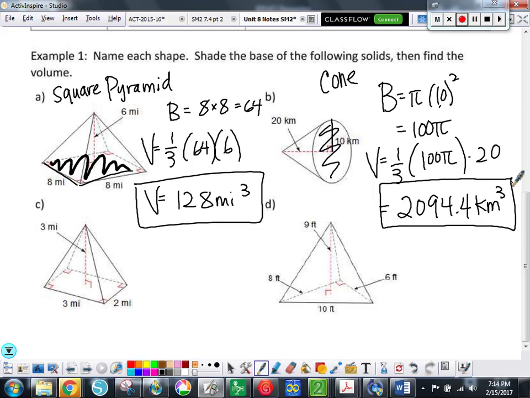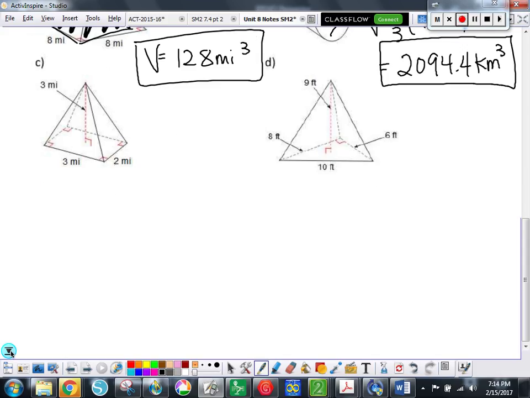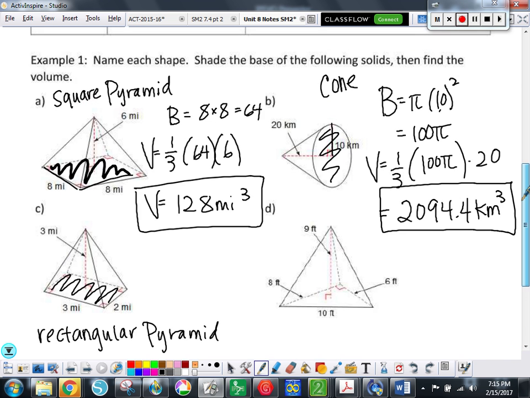All right, next one. The base shape is a rectangle, so this is a rectangular pyramid. Did I put pyramid on those last ones, or did I put prism? Let's see. Pyramid, okay, good.